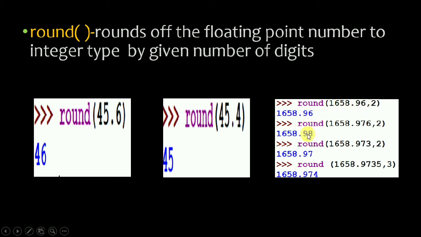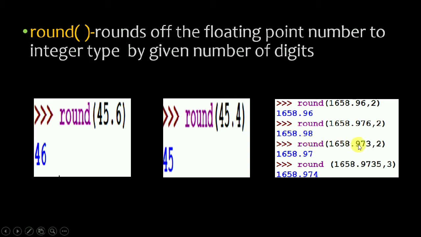Now we say round(1658.976, 2). So here we can see that after the decimal point we have 3 digits and the last digit is 6, which is more than 5. So the number left of 6 is 7, which will be incremented to 8 and 6 will be removed. So it becomes 1658.98.